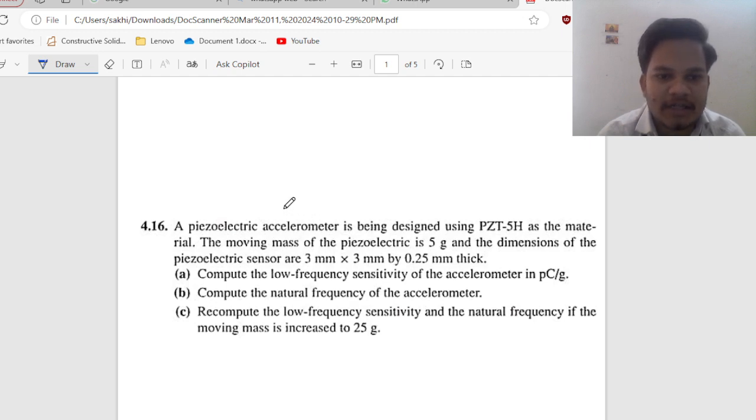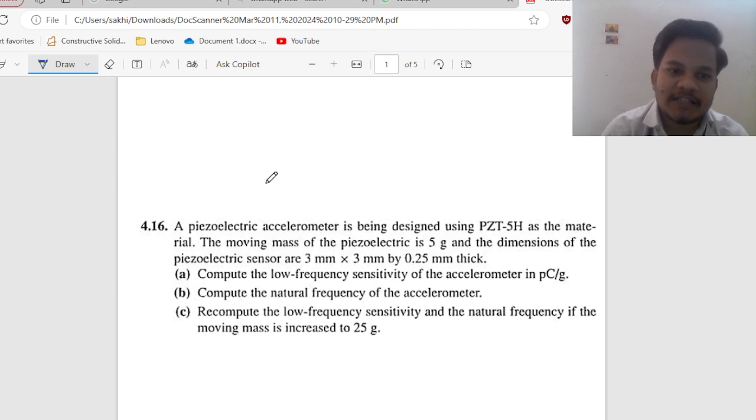So basically, these are the applications of the piezoelectric materials we use. We already discussed that piezoelectric materials can be used as a sensor, and also as an actuator. We discussed the different modes of piezoelectric materials, like the 33 mode and the 31 mode.